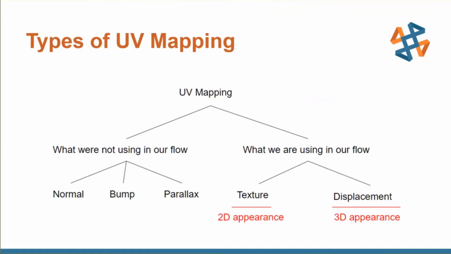So there's a lot of different types of UV mapping, and we're actually using two specific types in our workflow. We're using texture mapping, which is the 2D appearance that's on top of your model, and then there is displacement mapping, which is the 3D appearance on your model. Now, sometimes you might hear people talk about bump mapping or something like that. That's a common misnomer when people are referring to displacement mapping. And there are other UV mapping techniques used in rendering that are not really relevant to us in 3D printing.